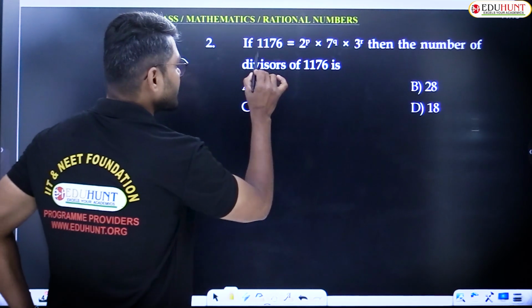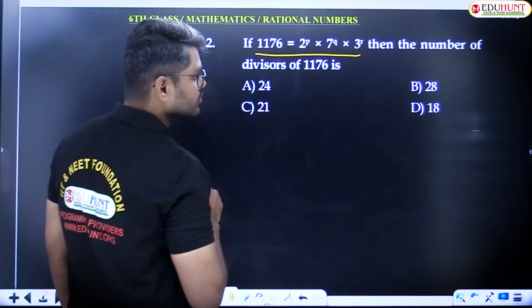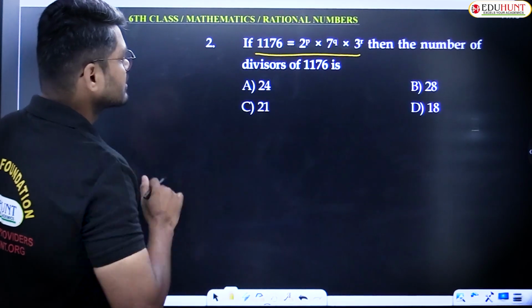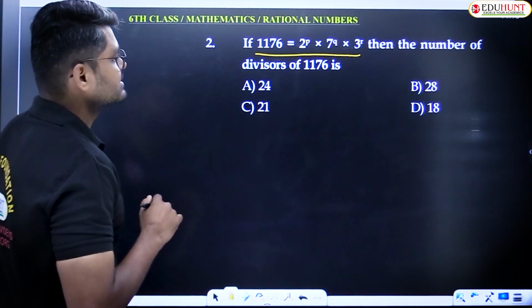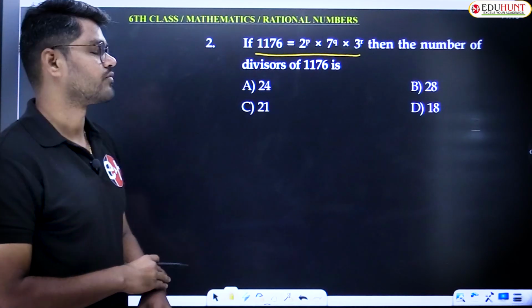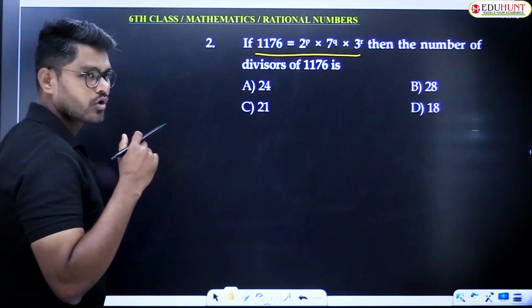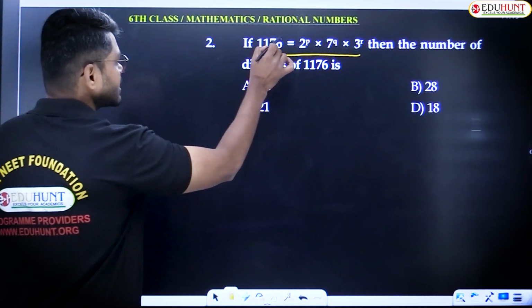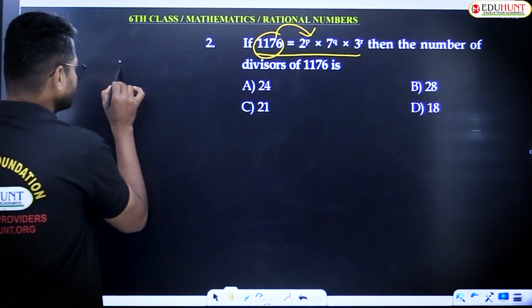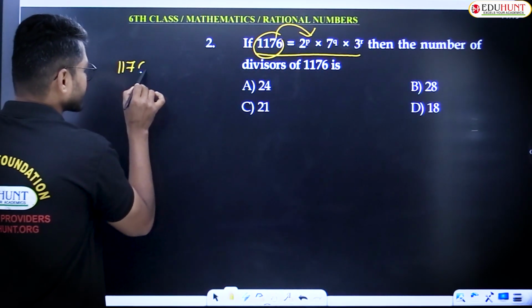If 1176 is equal to, then the number of divisors of 1176. That means we have to find the number of factors. How do we find the number of factors? First, we should write this in the form of exponents by using prime factorization.